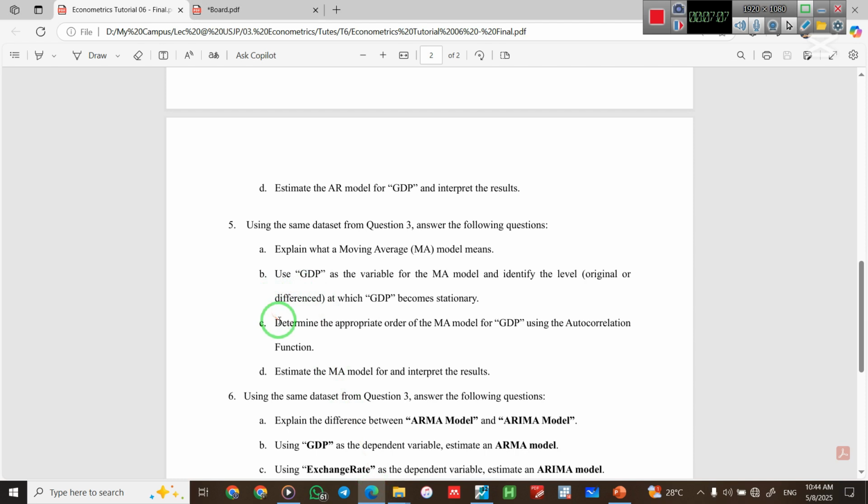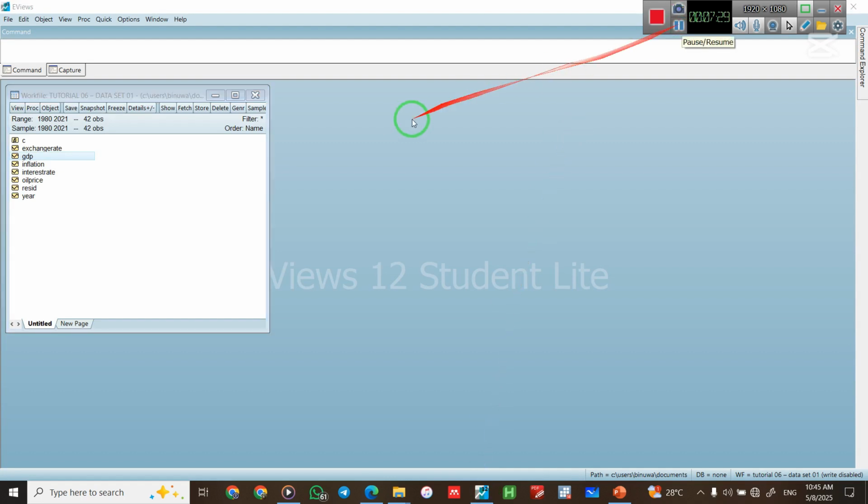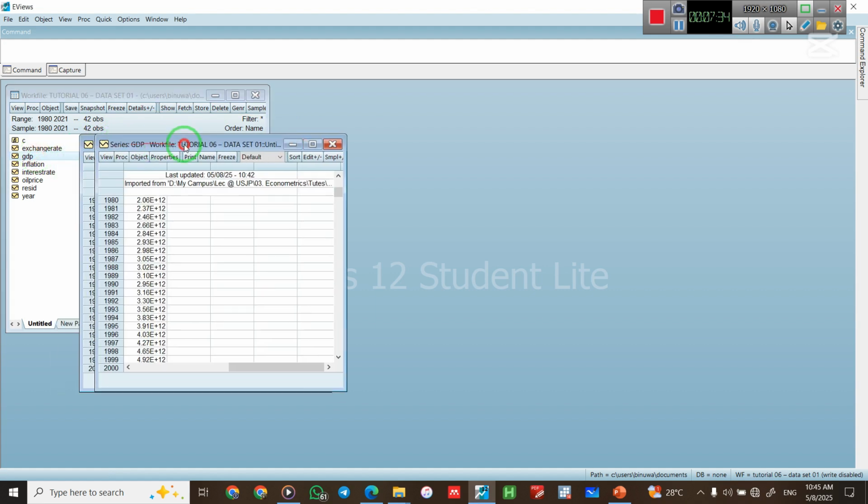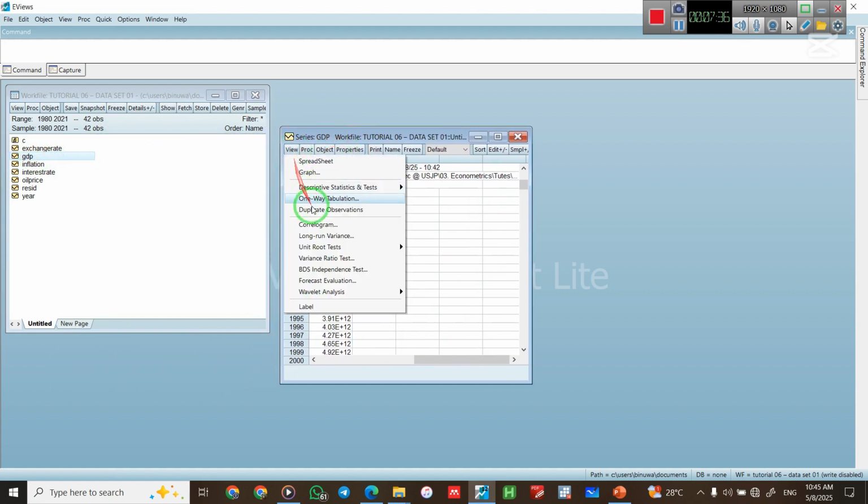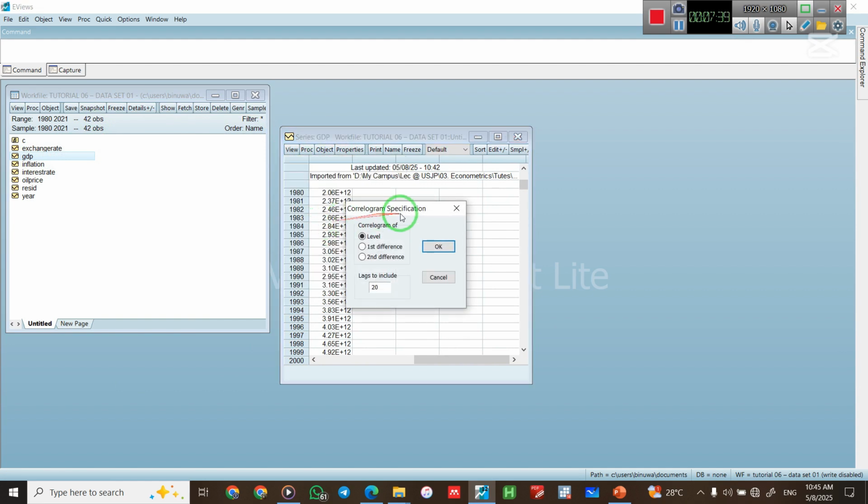Now they ask to determine the appropriate order of the MA model for GDP using the autocorrelation function, right? So by using the autocorrelation function, I will go to EViews and select the GDP. I double click the GDP here and go to View, then select the Correlogram, and it asks at what level we want to do it.